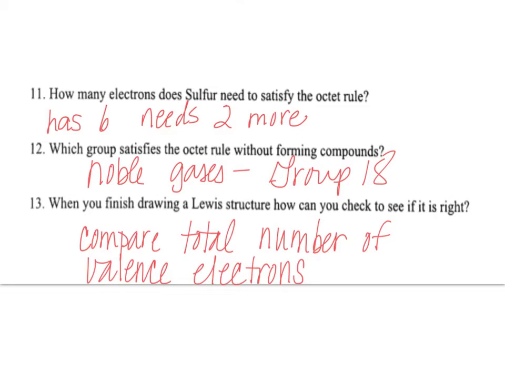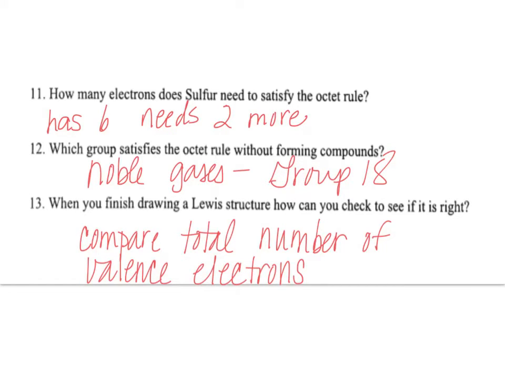Number 11, how many electrons does sulfur need to satisfy the octet rule? Sulfur is in group 16. That means it has 6 valence electrons, and so it needs 2 more to get to its magic 8. Number 12, which group satisfies the octet rule? We kind of just answered that in number 9, but it's group 18, the noble gases.